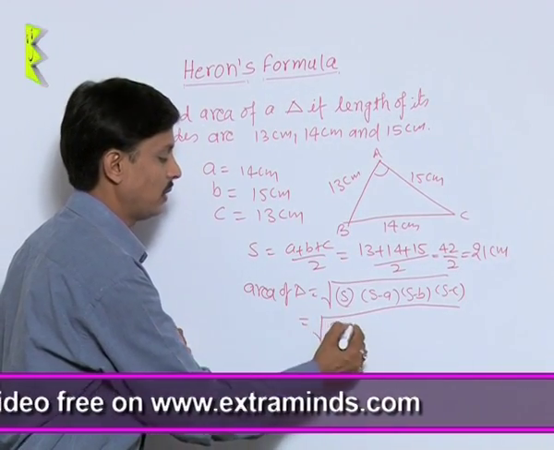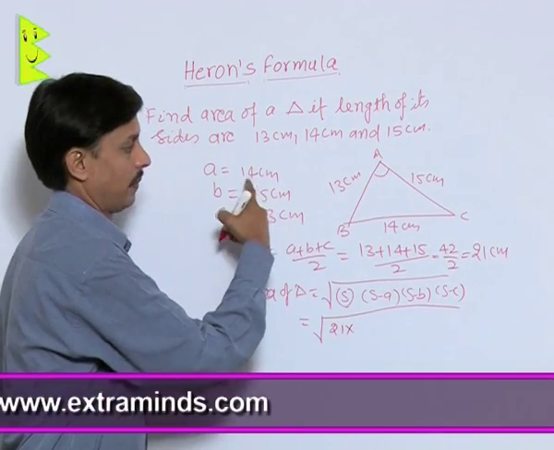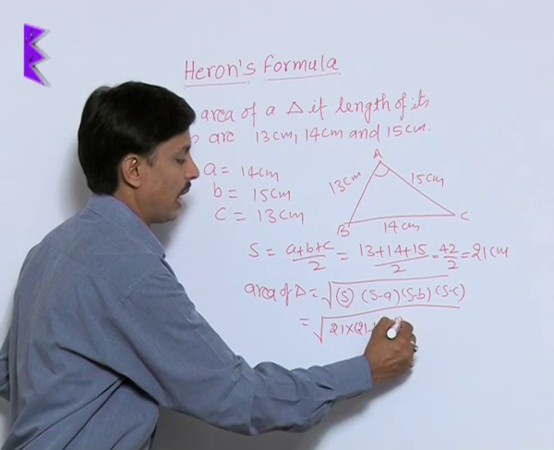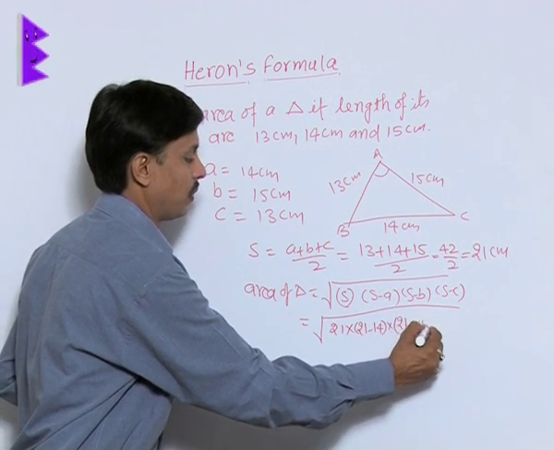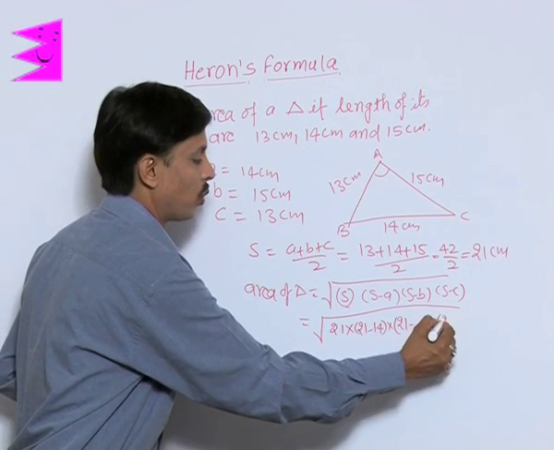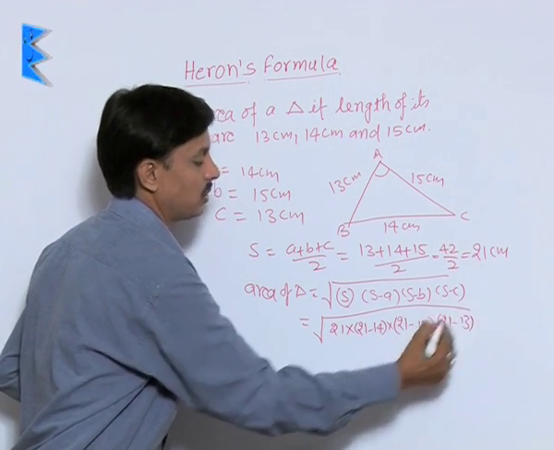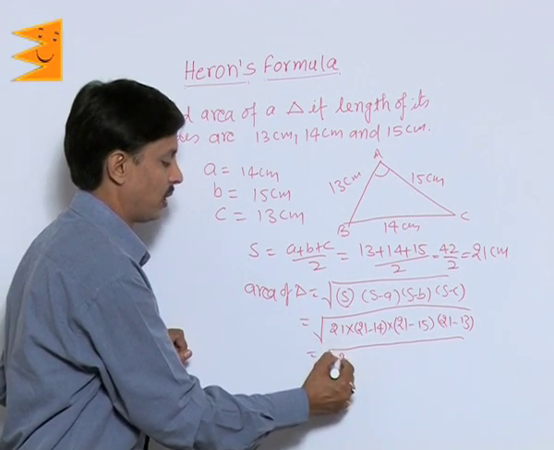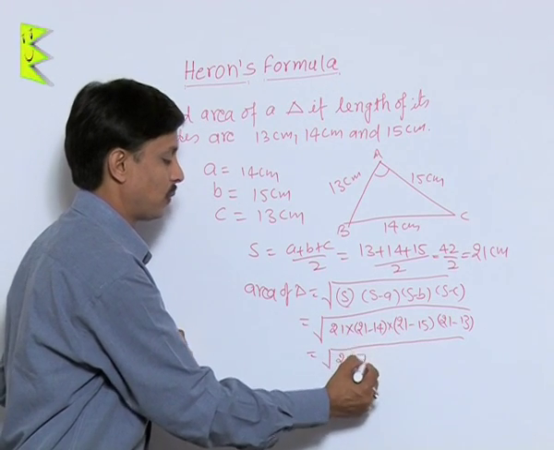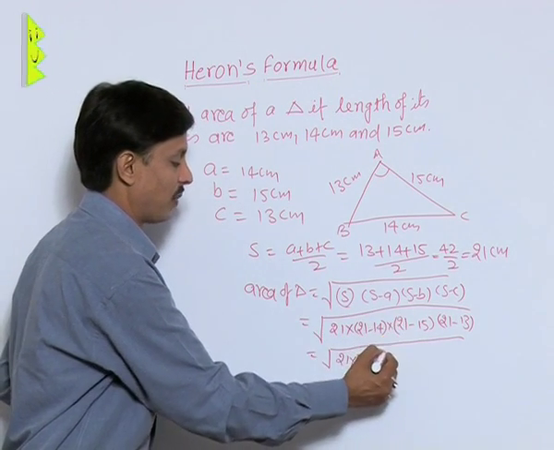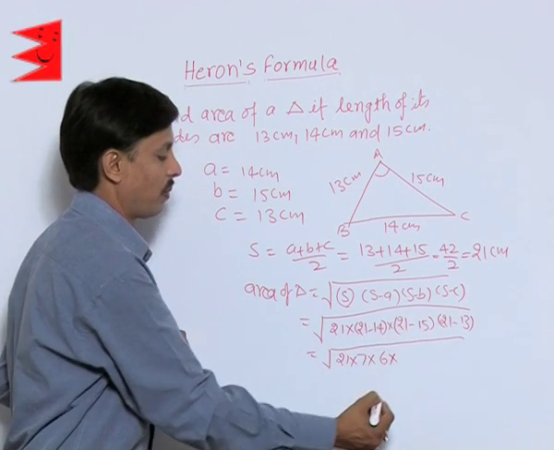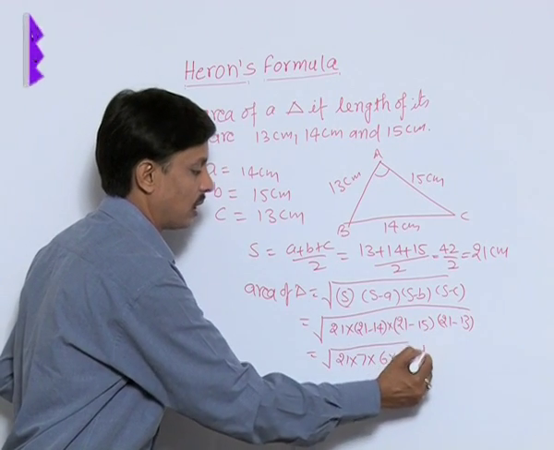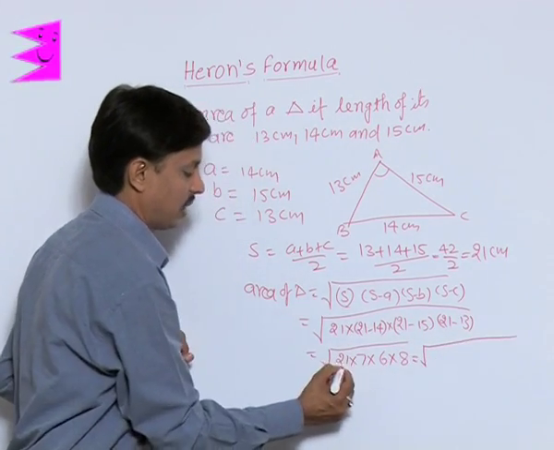s is 21, s minus a, that is 21 minus 14, into s minus b, 21 minus 15, into s minus c, 21 minus 13. So this result is coming out to be root of 21 into 7 into 6 into 8, where 21 minus 14 is 7, 21 minus 15 is 6, and 21 minus 13 is 8. To find the value, I will factorize.